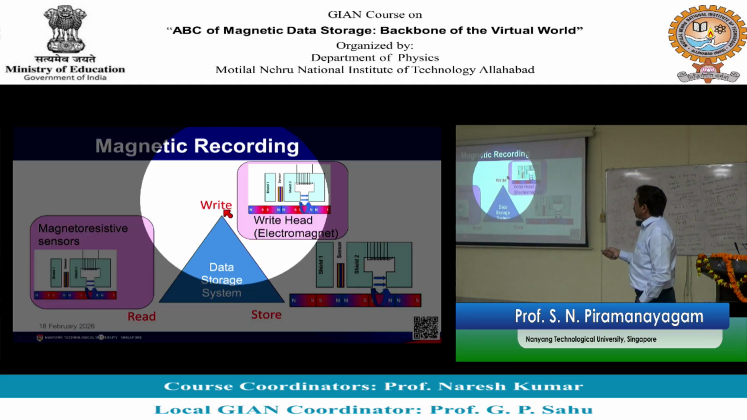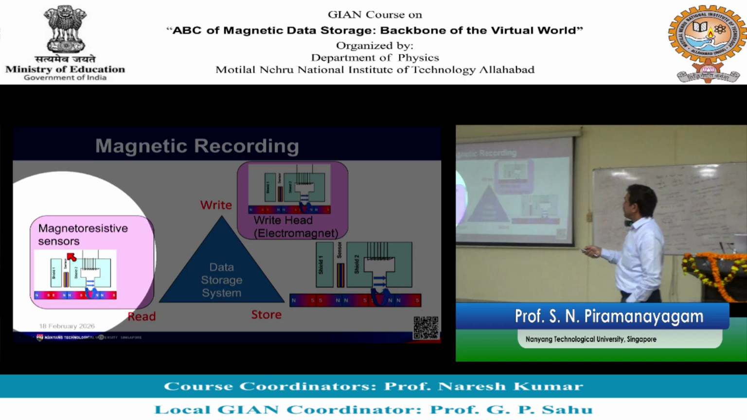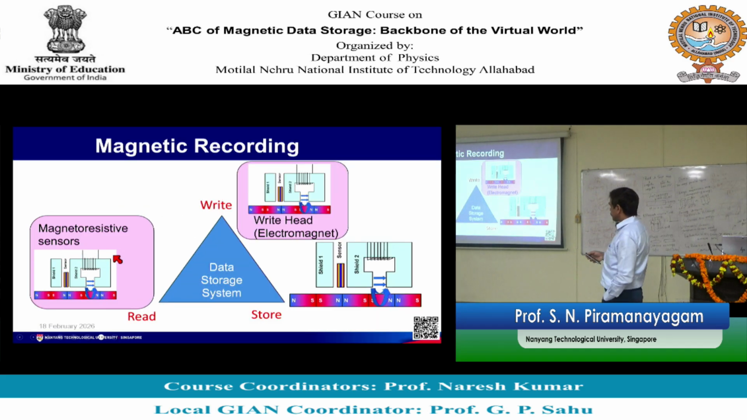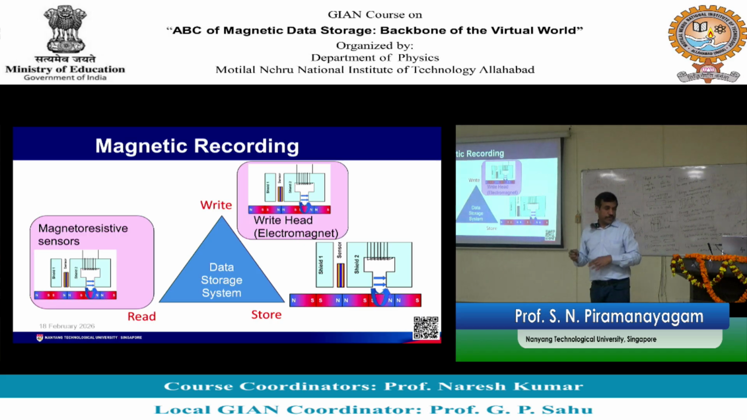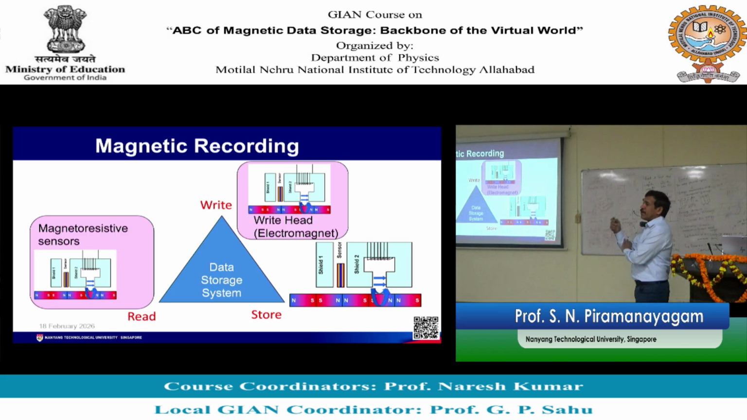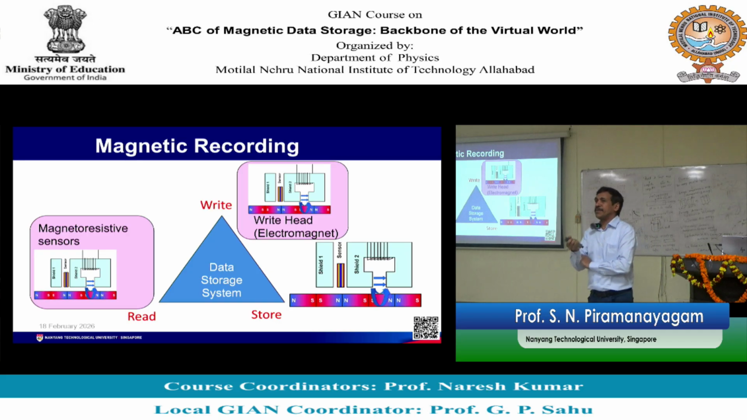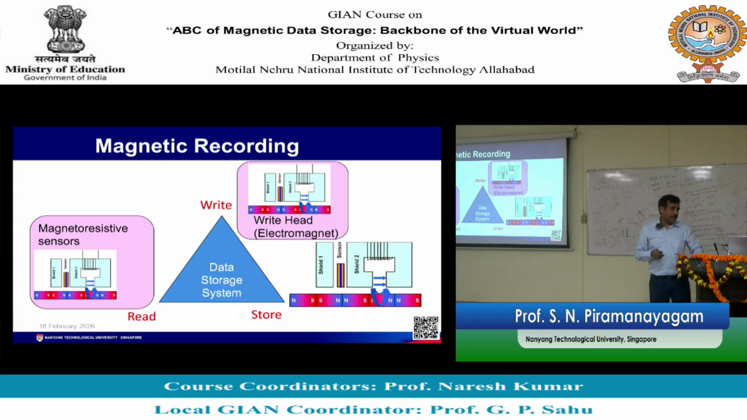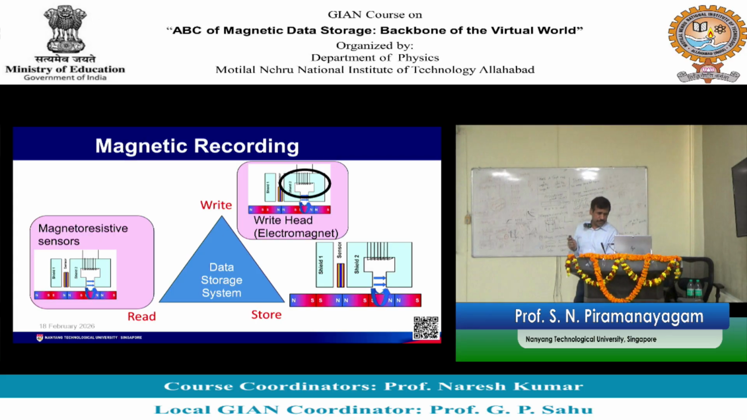And you will use some form of magnetoresistive sensors for reading information. So magnetic recording uses magnetism in all aspects. For storing, we use magnetic materials. For writing, we use magnetism. For reading also, we use magnetic or spintronic principles for reading information. So this is what we call magnetic recording.